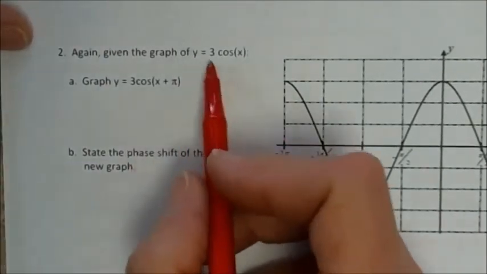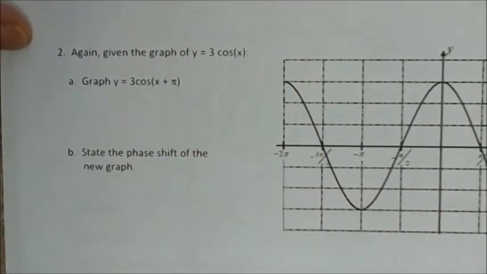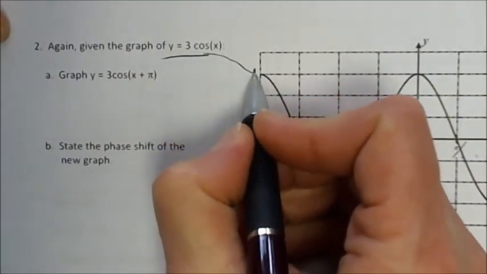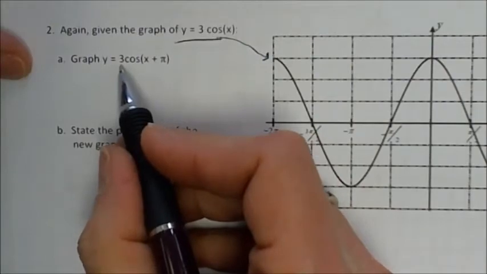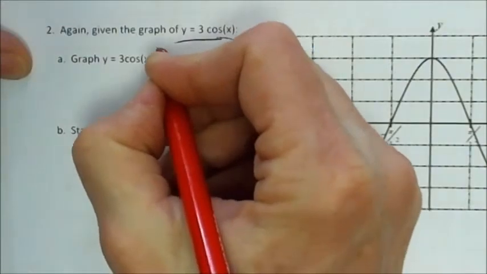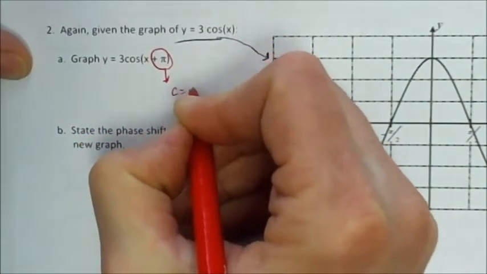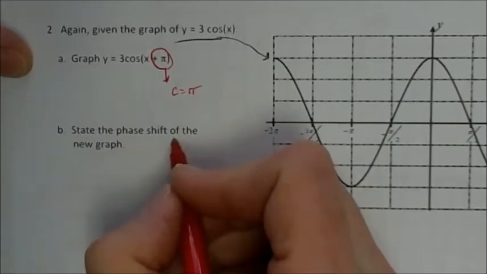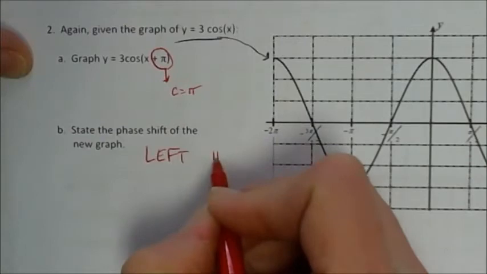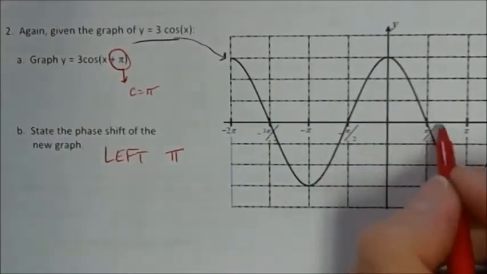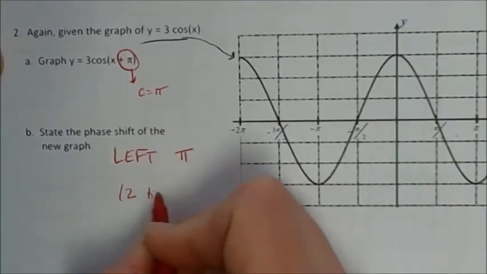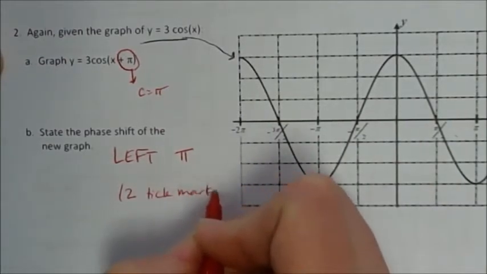Okay, in example 2, we've got another graph of y equals 3 cosine of x, so that's given to us. It's already graphed, so we don't have to do that. And what they want us to do now is graph 3 cosine of x plus pi. So x plus pi, here our c value is equal to pi. And the phase shift of the new graph, because it's a plus, means left pi units. Well, each one of these is pi over 2. So what this means is 2 tick marks to the left.